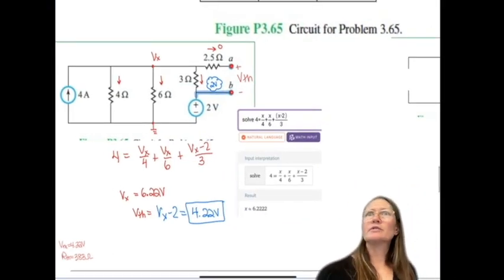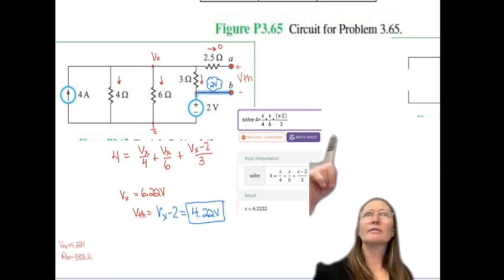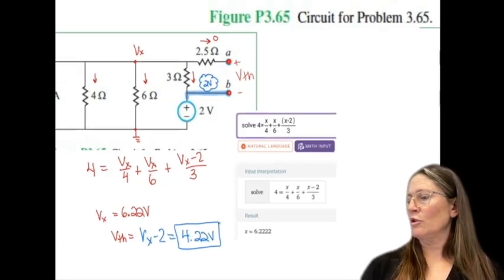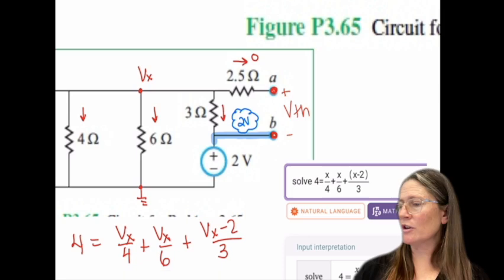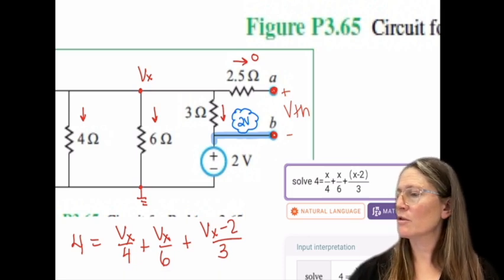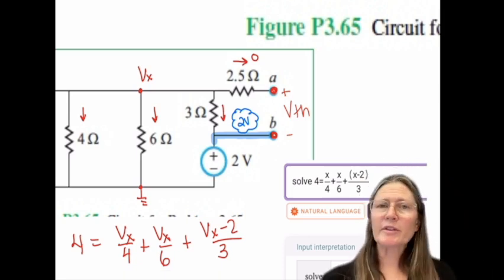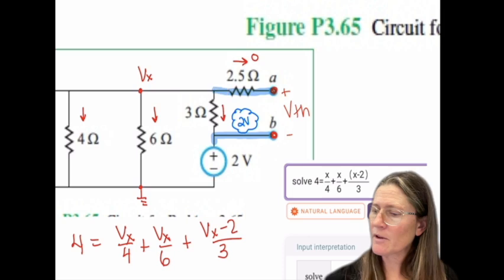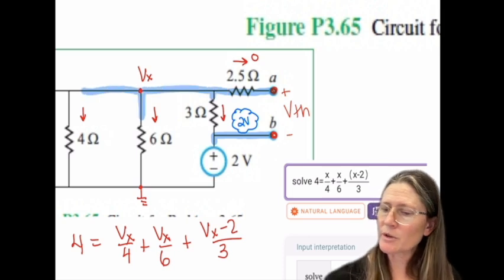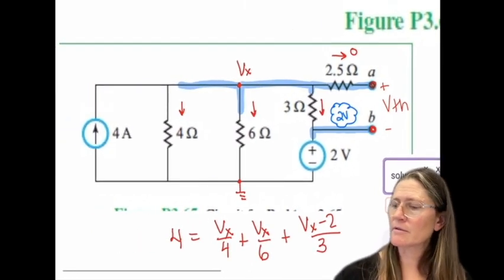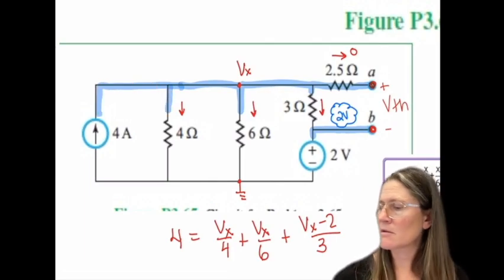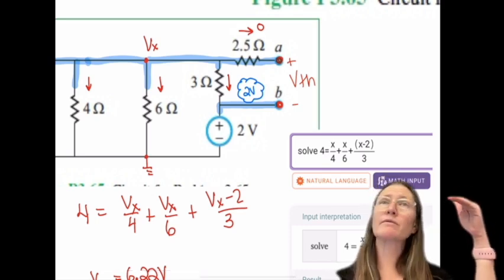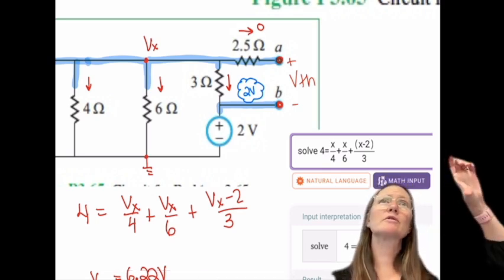All right, any questions about that one? Yes. Why is it... So VTH is, with no current going through the 2.5, it's at this node, which is all Vx. And VTH is between there and right above the 2 volt source.